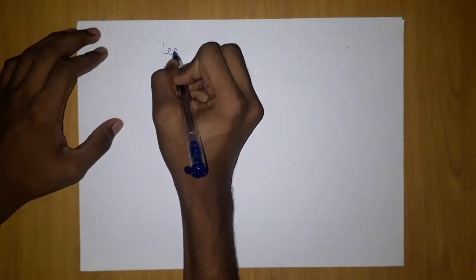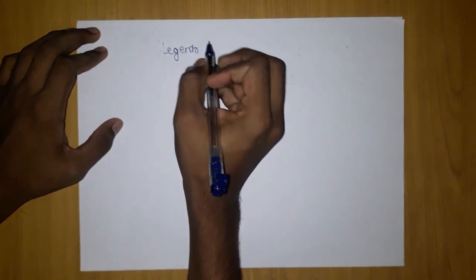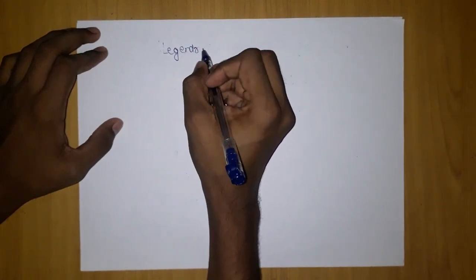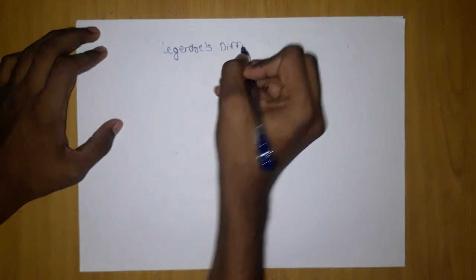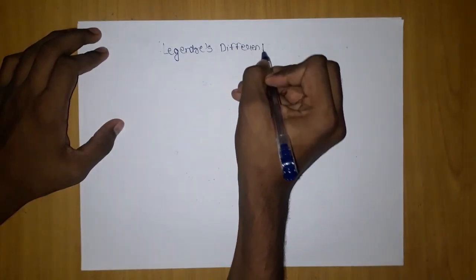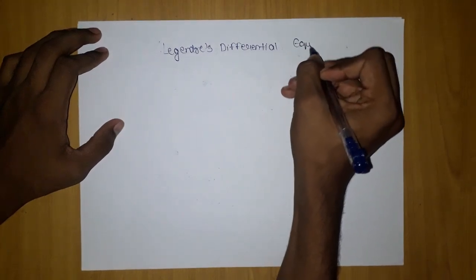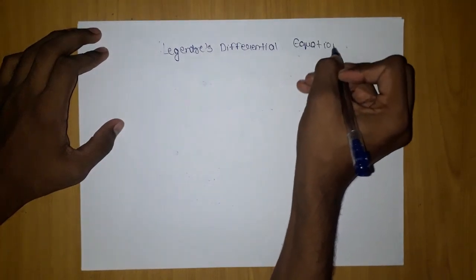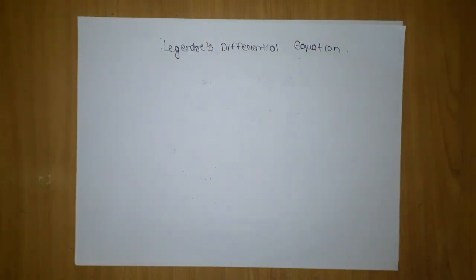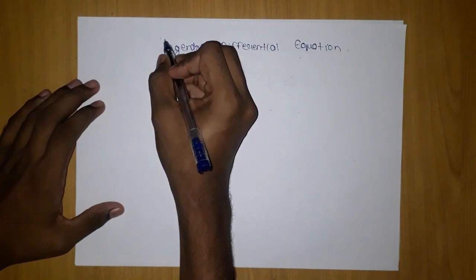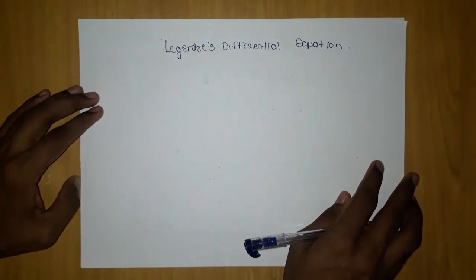So the topic is Legendre's differential equation. This is just a modification of the Cauchy differential equation. If you understand the Cauchy differential equation, you will easily understand this topic. It is just a little bit of modification in the Cauchy differential equation.